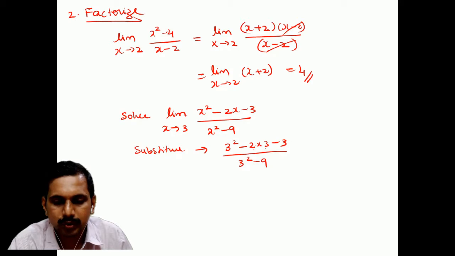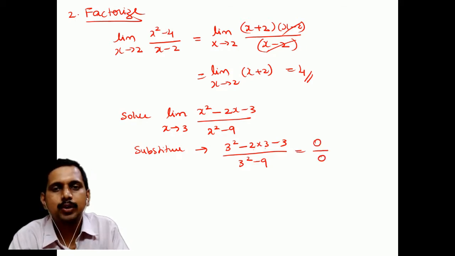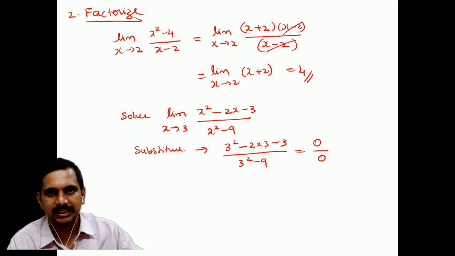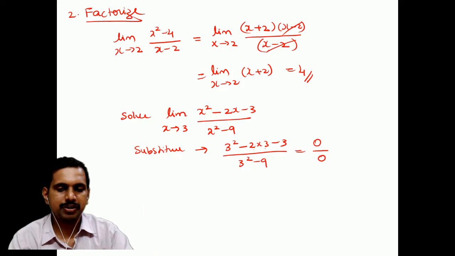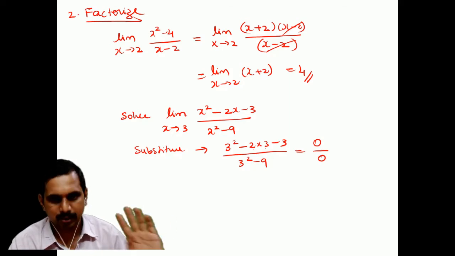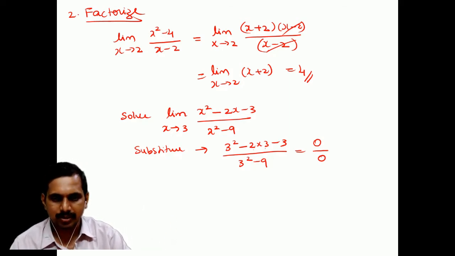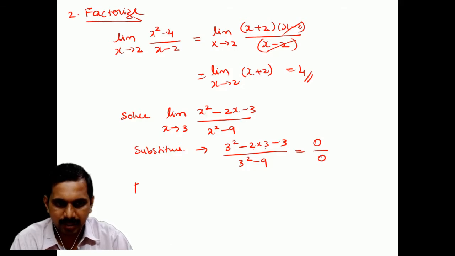You will see 2 into 3 is 6, 6 minus 3 is 9, minus 6 minus 3 is 9, so this becomes 0, and 3 square is 9, minus 9 is 0. So the value of the function is indeterminate. It does not mean the limit does not exist. So the first step, substitution, has not worked. Next, factorization is the next step.